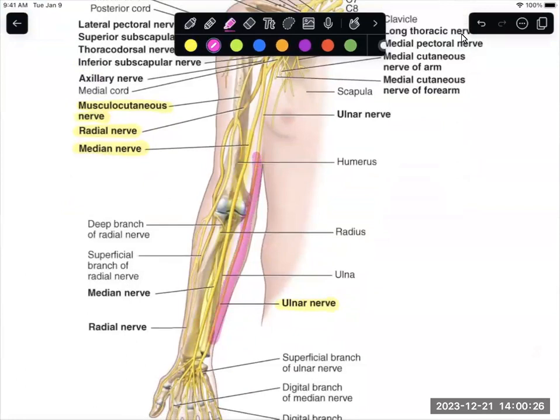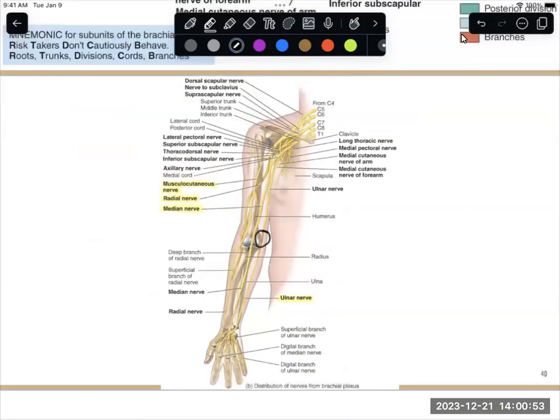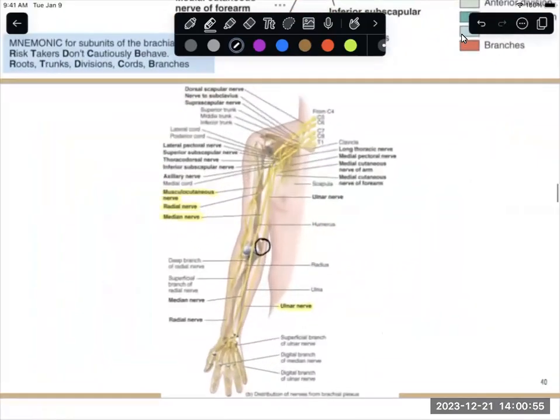You can see, I just colored it in, let me delete that. Right here, this ulnar nerve goes underneath that medial epicondyle of the humerus. That's why when you hit that medial epicondyle of the humerus, it gives that stinging, kind of weird sensation. That's your funny bone you're hitting. That's that ulnar nerve.